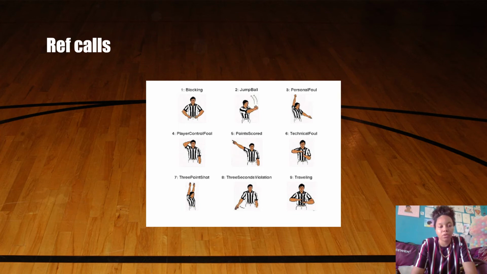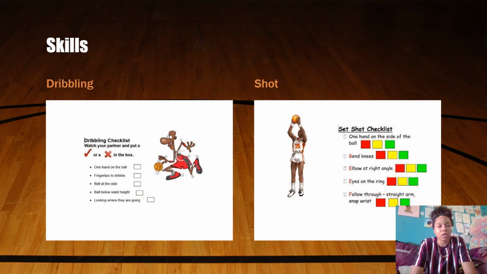All right, so moving on. We have skills, dribbling and a shot. I have provided a couple of things that I would be looking for during my lesson on you guys. I would be looking for during dribbling is one hand on the ball, fingertips to dribble, ball at the side of the body, ball below the waist height, and then looking where you're going. So your eyes always have to be up when you're dribbling. These are just some examples.